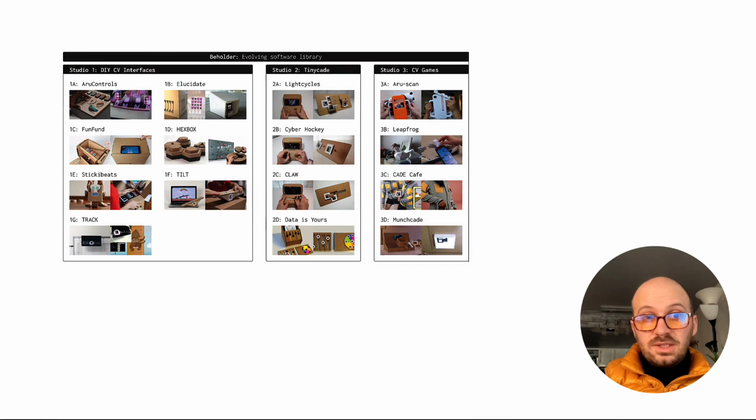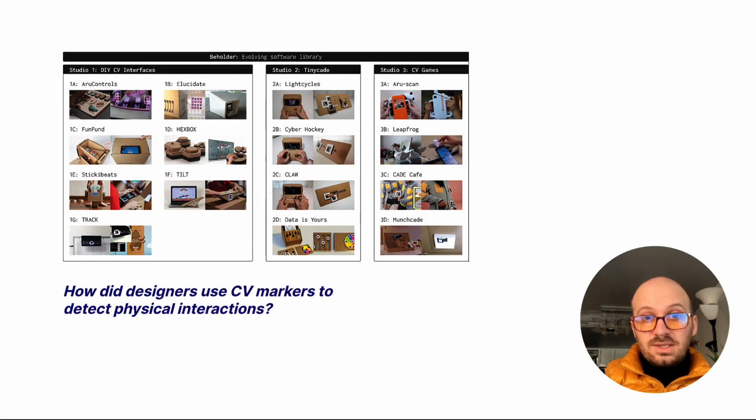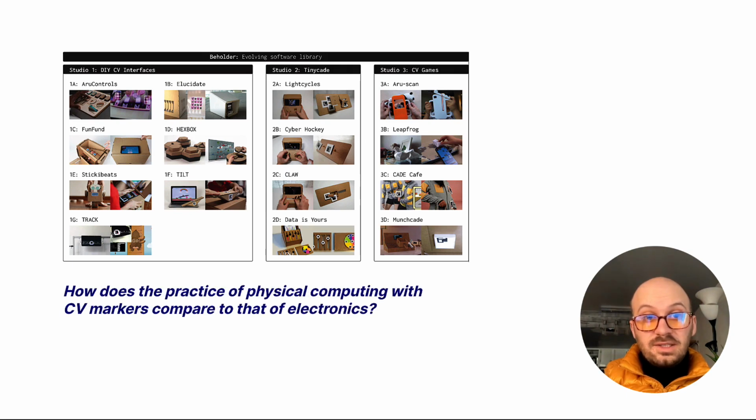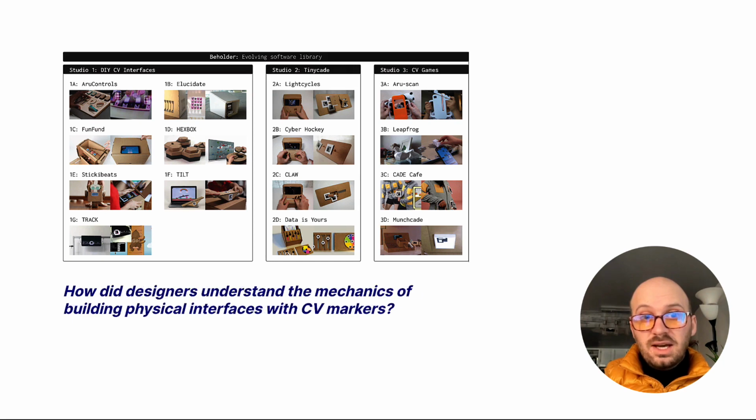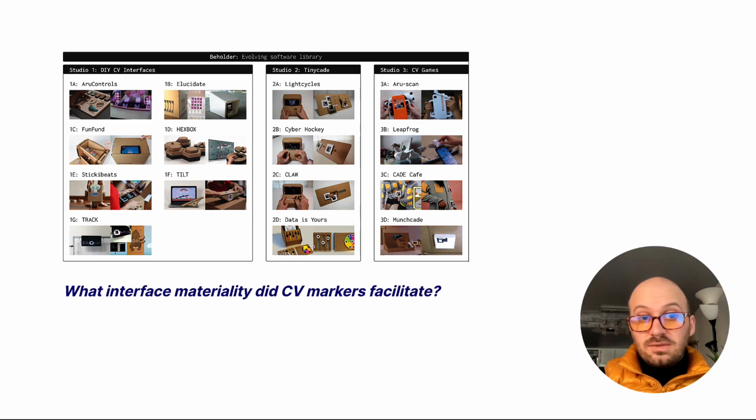Through our reflections, we examined a couple of key themes. How did designers use CV markers to detect physical interactions, and what physical mechanisms did they construct to facilitate their use of markers? We also asked, how does the practice of physical computing with CV markers compare to that of electronics, and how did designers understand the mechanics of building physical interfaces with CV markers? We also wanted to surface what interface materiality CV markers facilitate.